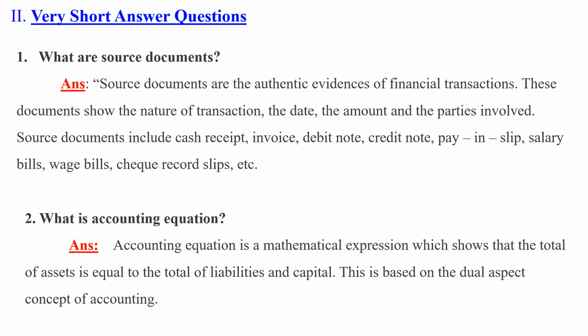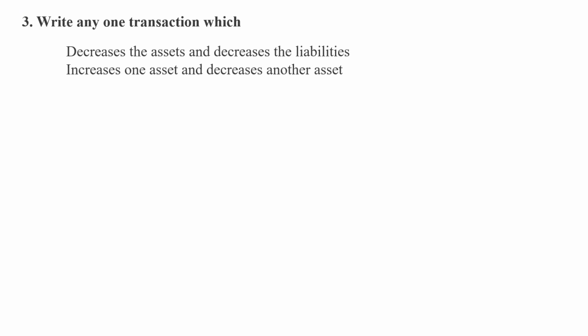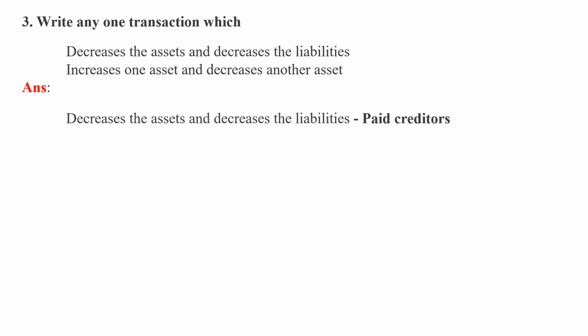So let's write the third one. Write any one transaction which decreases the assets and increases the liabilities, increases one asset and decreases another asset. So these are the things that we will discuss in next class, okay, so you will understand it better, but now write the answers. Decrease the asset and increase the liability is paid creditors. Increase one asset and decrease another asset is cash sales. So decrease the asset and decrease the liability.